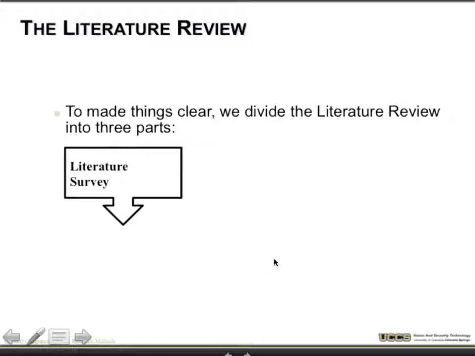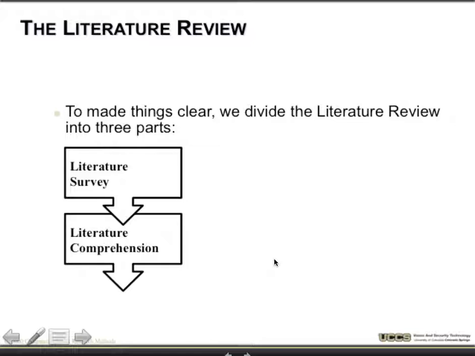The literature survey, which is you doing the broad scans, a survey of lots and lots of papers. You're going to start that for this week's assignment. After you've done that, there's going to be a literature comprehension where you really understand a sub-area of that literature, and then finally the literature review, which is more writing.